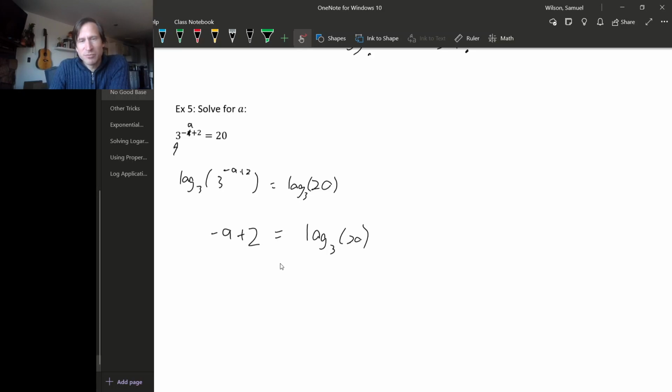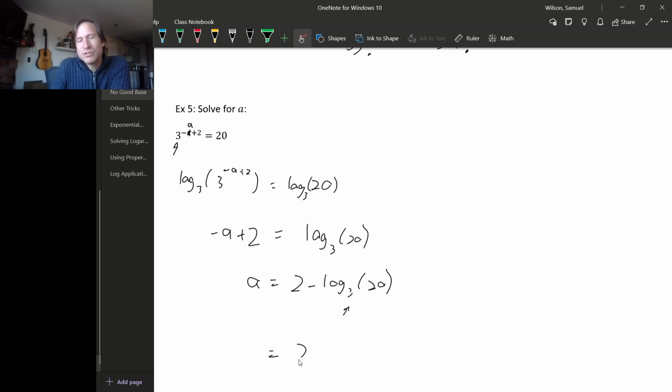So we're going to have to subtract 2 from both sides and then multiply both sides by minus 1. So that's going to give us a equals 2 minus log base 3 of 20. But what would we do if we wanted a decimal approximation for this? Most scientific calculators don't have a log button for any base. You only have 2 bases available on most scientific calculators, and that's base e or base 10.